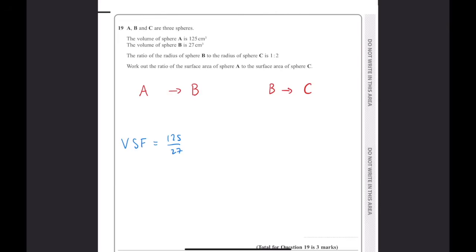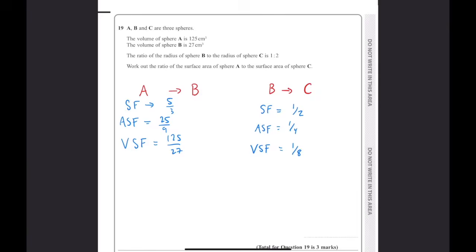Because those are both cube numbers, we can actually straight away work out the regular scale factor by cube rooting both of those, which will be 5 over 3, leaving us with our area scale factor in the middle, which will be 25 over 9. Using a similar thing for B to C, if the radius of C is double that of B, then B to C scale factor is going to be 1/2. The area scale factor is going to be 1/4, and the volume scale factor is going to be 1/8.